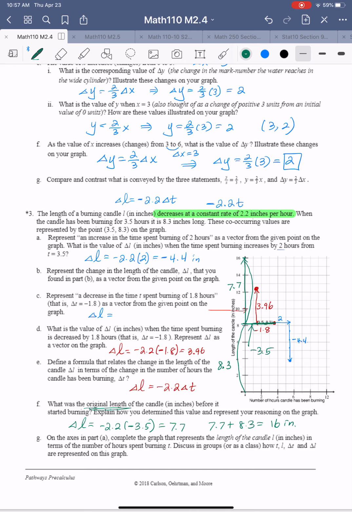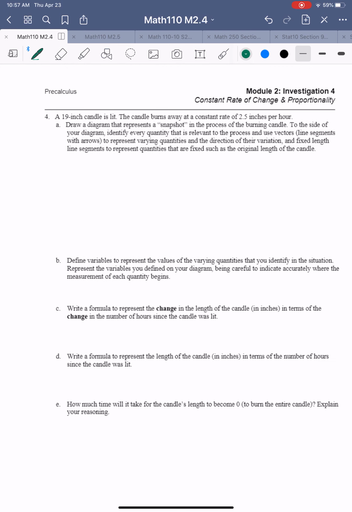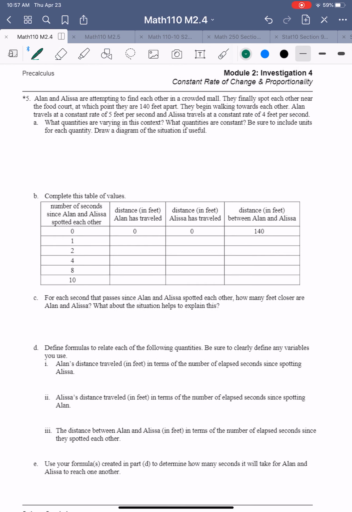So in the G, on the axis of part A, complete the graph that represents the length of the candle L in terms of the number of hours spent burning T, and discuss in groups as a class how T, L, delta T, delta L are represented on the graphs. So T is going to be the time, L is going to be the length of the candle, and delta T is a change in time, and then delta L is a change in the length of the candle. All right, and then let's go to number 5, which I made as 2 videos, but I'm going to make 1 video for this time.